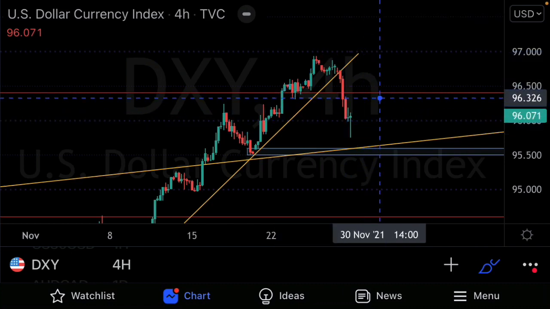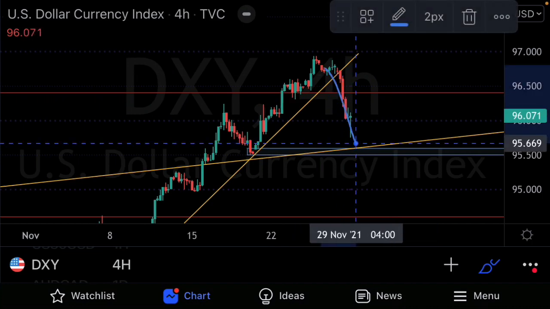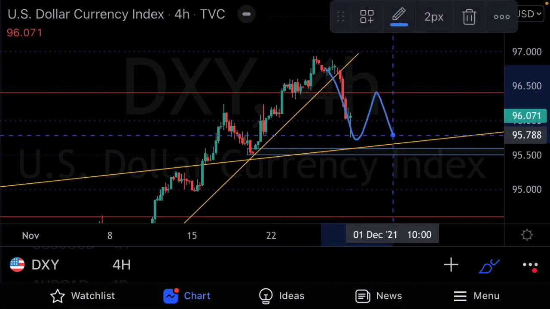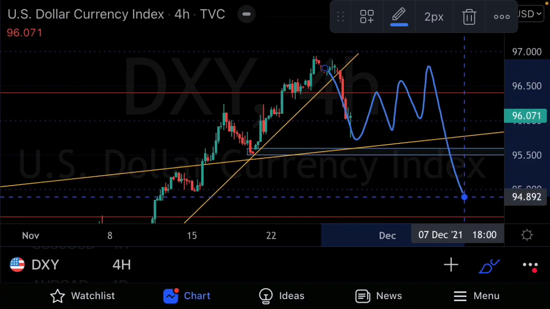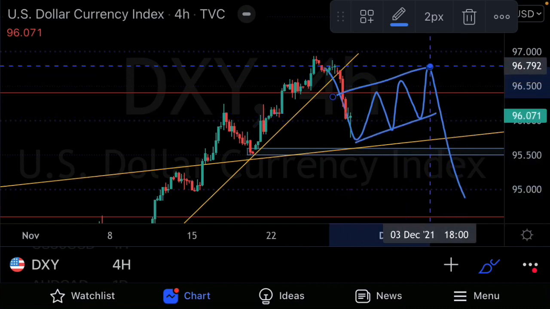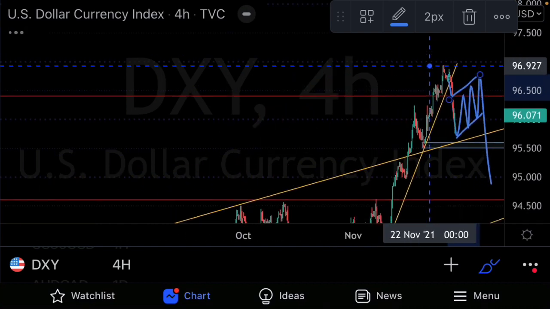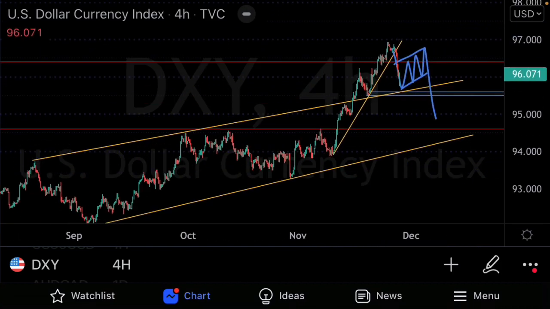So that's exactly what we will be waiting for, guys, over the course of next week on the DXY. What we have is nice momentum to the downside. All we need to wait for is that nice continuation structure for our downside continuation of this new sell side momentum.